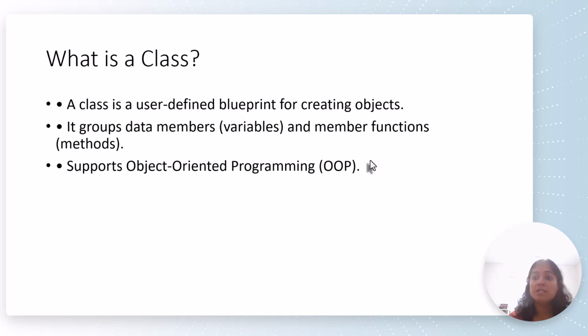So what an object can do, for example, if I take the example of a car, the model of the car, color of the car are the data members or the variables. Whereas driving the car, you can drive a car, you can increase the speed, accelerate. So all these are the member functions or methods related with the class. A class is a concept which is supported by object-oriented programming.